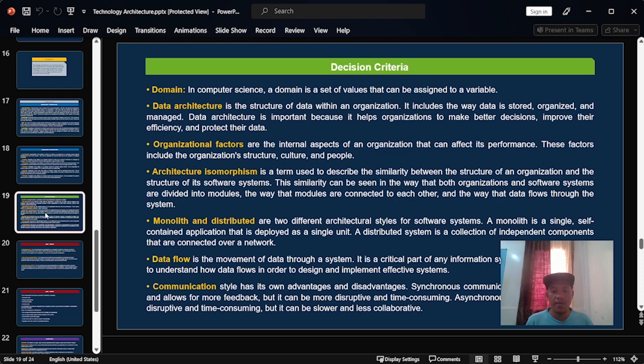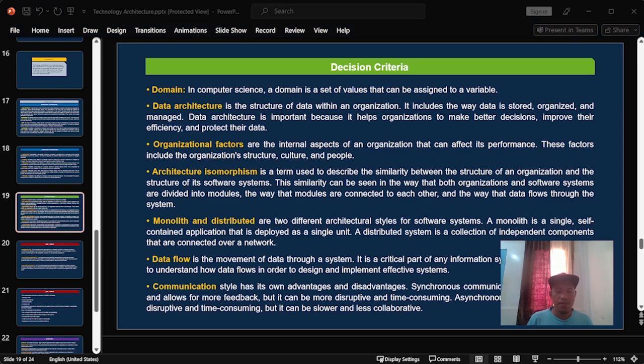And monolith and distributed are two different architecture styles, architecture for software systems. A monolith is a single and self-contained application that is deployed as a single unit. A distributed system is a collection of independent components that are connected over a network. So yung distributed system, it's commonly used in the government. A distributed system can be accessed anywhere. So there is a network within their domain.